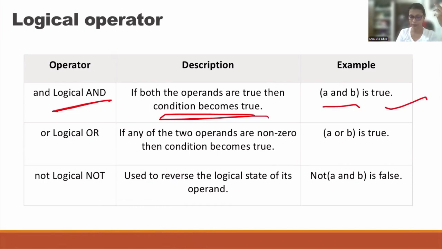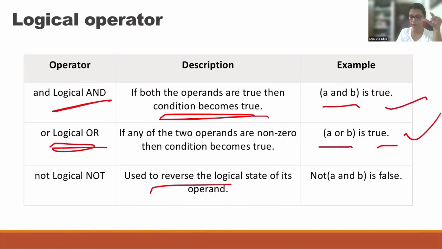Like for example, the second one, or. Or means if A or B is true, then only we will get true. If anyone is true, true. If anyone is false, false. Right. And not: not A and B is false.